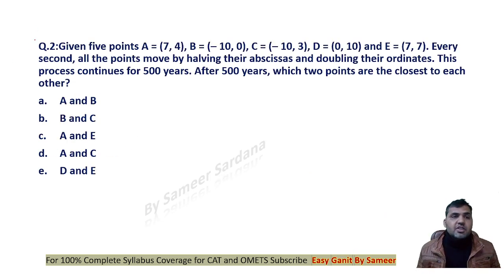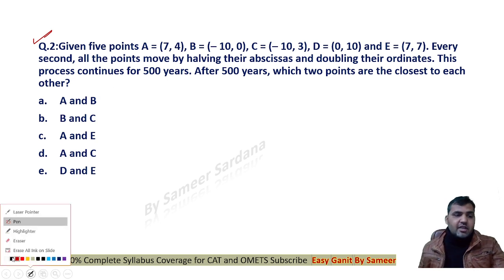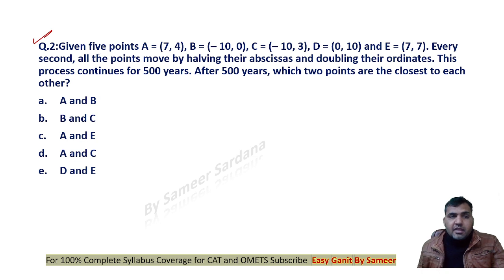Moving on to question number 2 here. Beautiful question of coordinate geometry again. Let's have a look at this one. Given point A is 7, 4, B is minus 10, 0, C is minus 10, 3, D is 0, 10 and E is 7, 7.